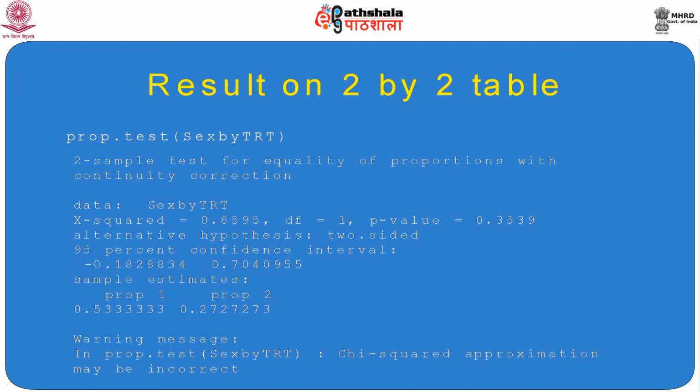We are also getting a warning message that the chi-square approximation may be incorrect because some cell has a value of less than 5. That again needs to be kept in mind. So then again we can go for the exact test.